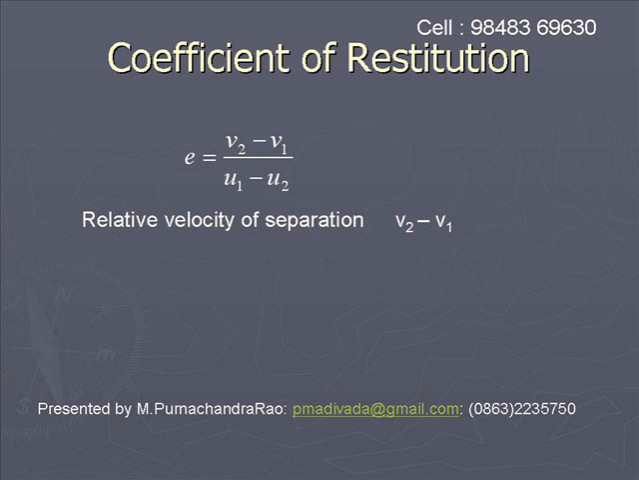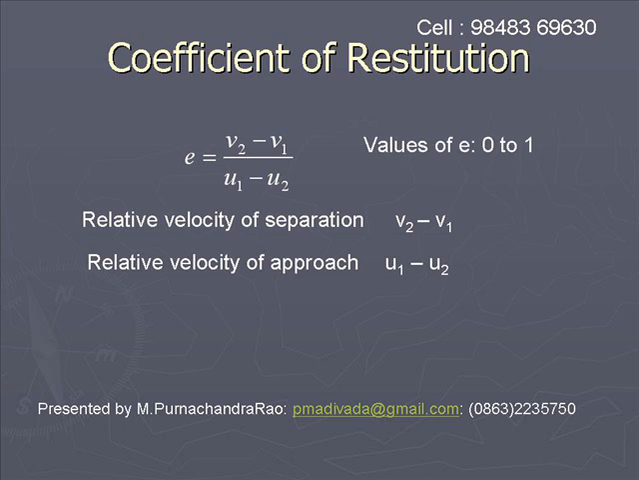The relative velocity of separation. u1 minus u2 is the relative velocity of approach. The ratio of relative velocity of separation to the relative velocity of approach is called the coefficient of restitution.